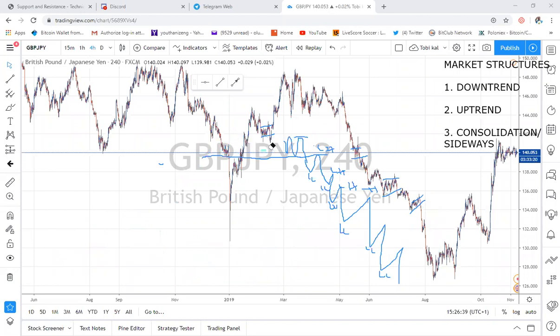Give good attention to this. It's really going to help everything you're doing in trading. It's going to help everything that you're doing in trading. All right, let's look at this.